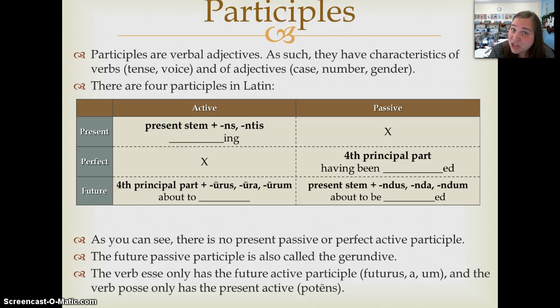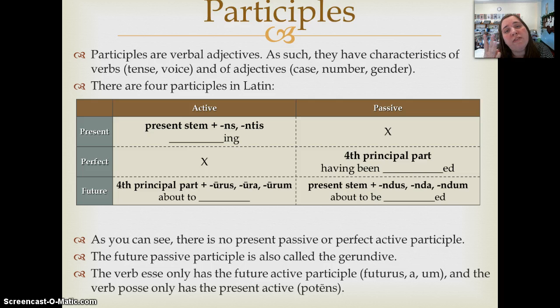The most basic definition is that participles are verbal adjectives. So they function as adjectives, but they have certain aspects of verbs. Most importantly, they have tense and they have voice, okay? Like adjectives, they have case, number, and gender because they need to be able to decline so that they can describe various nouns in the sentence, right? More on that in a second. Let's just get now to the basics of participles.